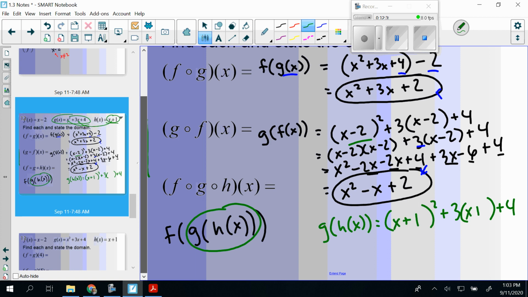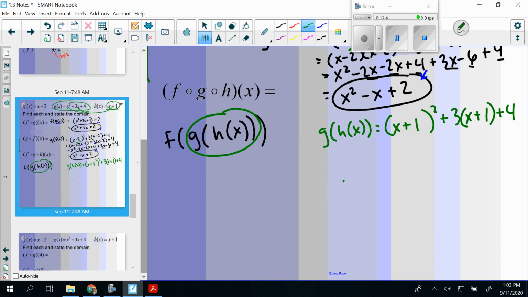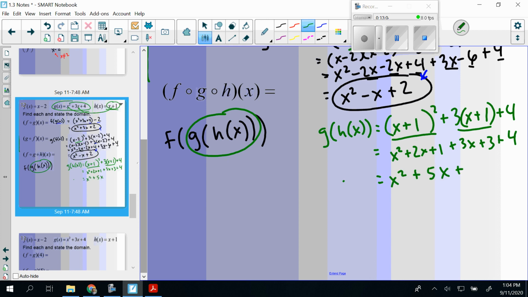So just like before, we're going to go through and simplify that out by distributing and doing all that stuff. This whole one, if you do x plus 1 times x plus 1, you're going to get x squared plus 2x plus 1. Here you have to distribute the 3. And then the last one, we get that plus 4 on there. Combining like terms, then we end up with this. All right, so that's G composed with H.